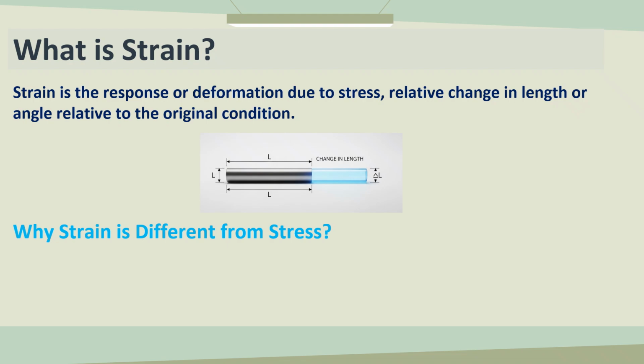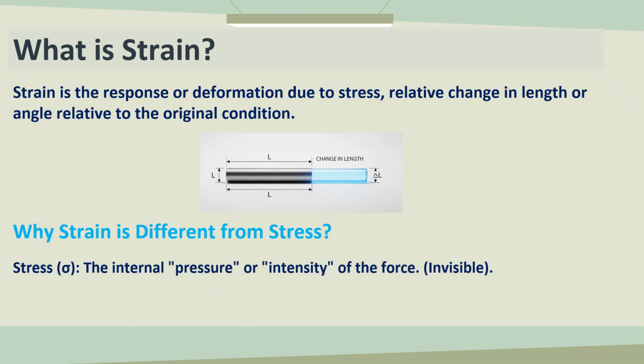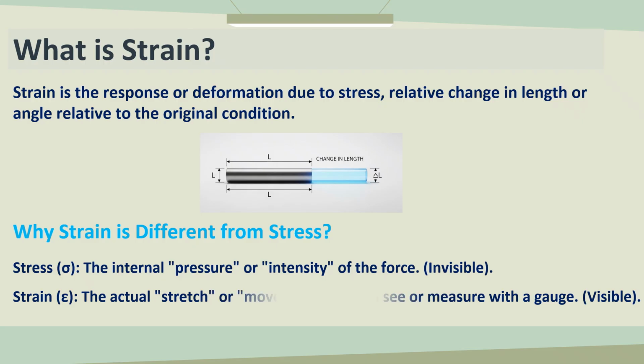and it has no units. Strain is different from stress because stress represents the internal intensity of force acting within the material and cannot be directly observed. Strain, on the other hand, represents the actual physical deformation of the material, which can be seen, measured, or recorded using gauges and instruments. In simple terms, stress is the cause, and strain is the effect that shows how a material responds to the applied load.